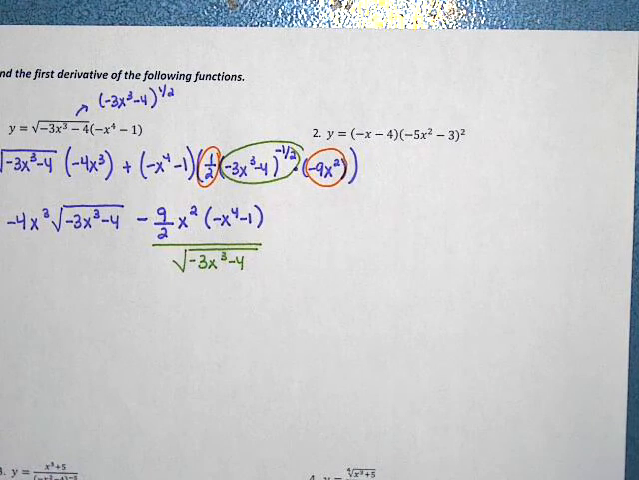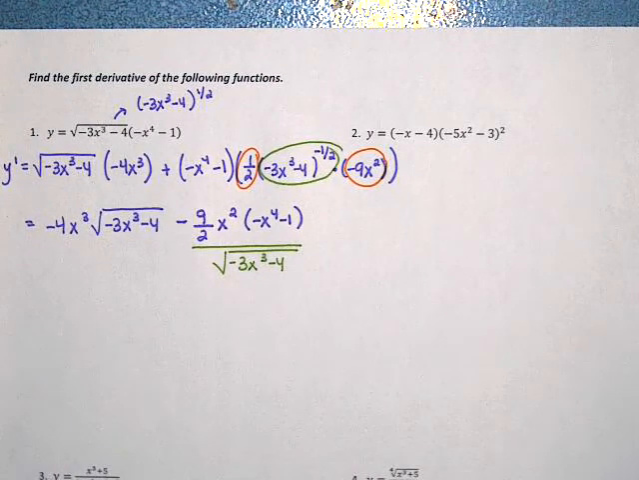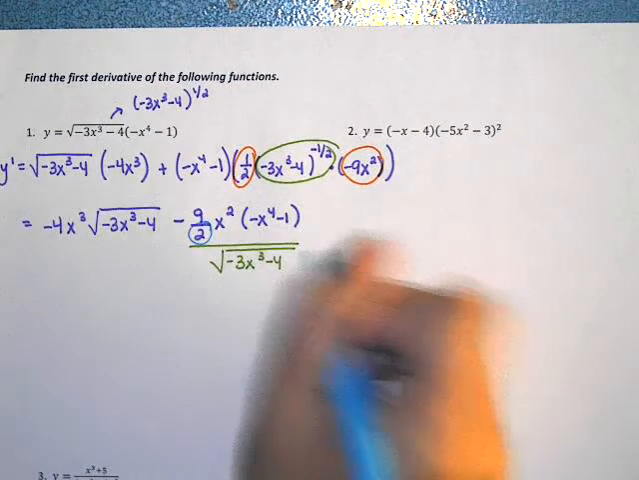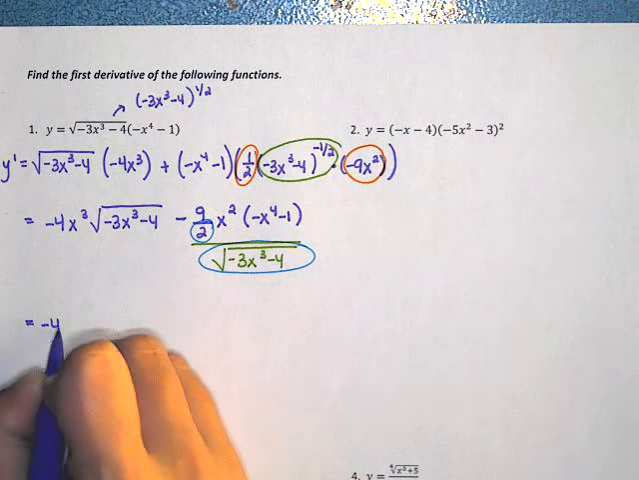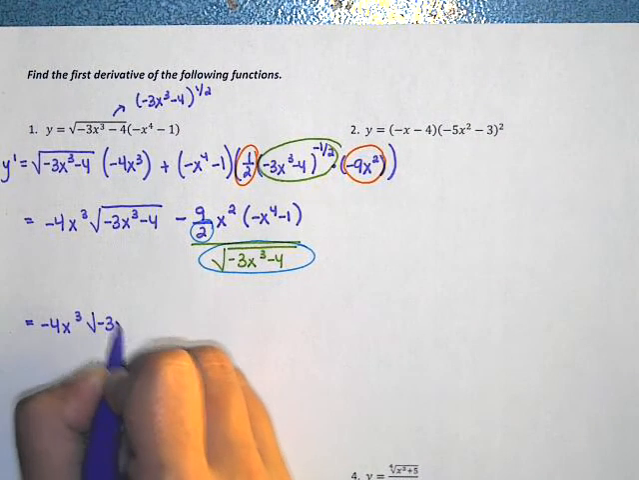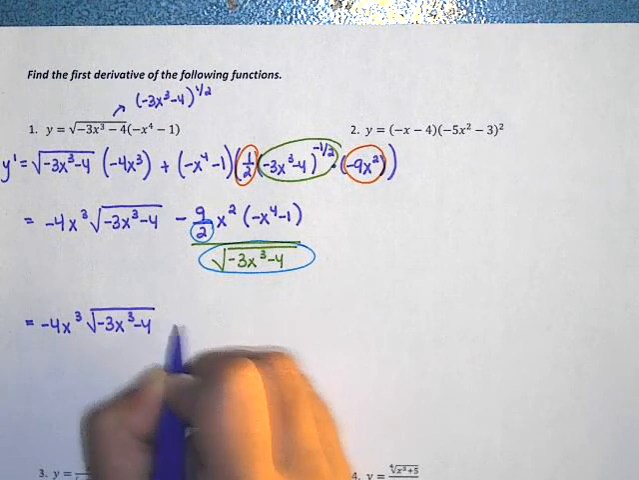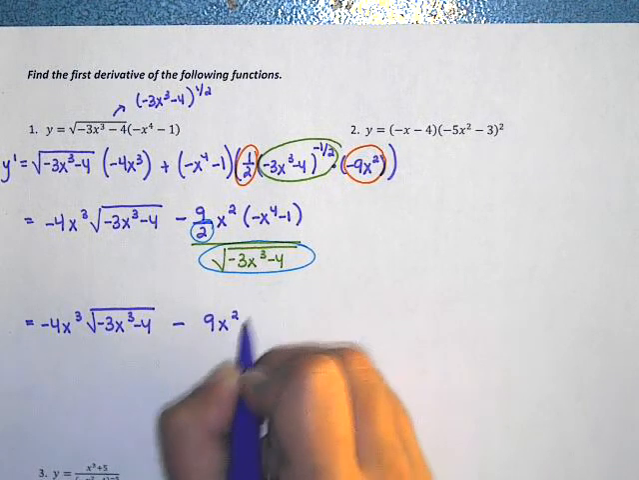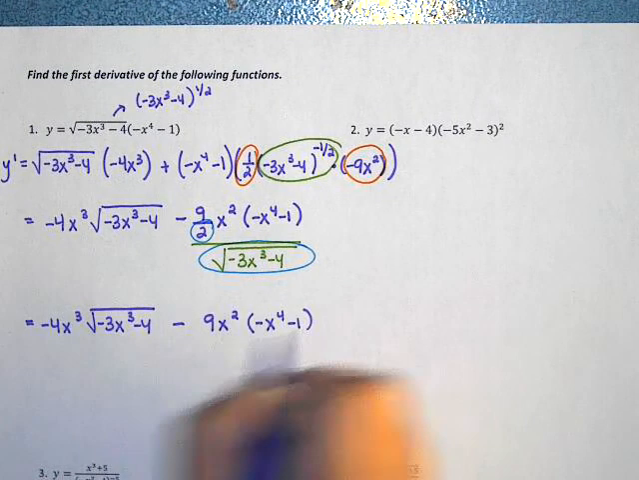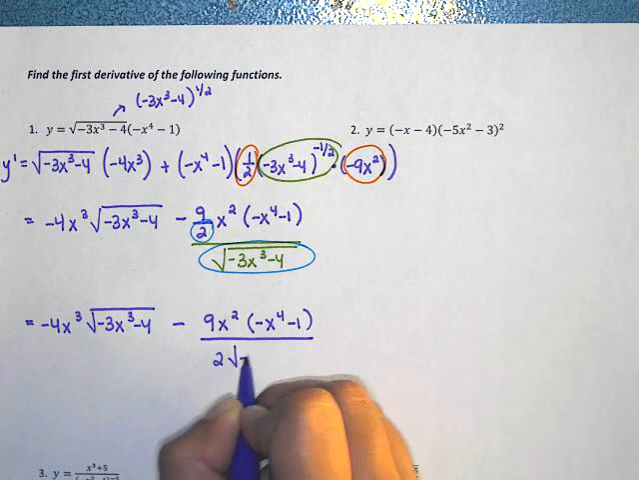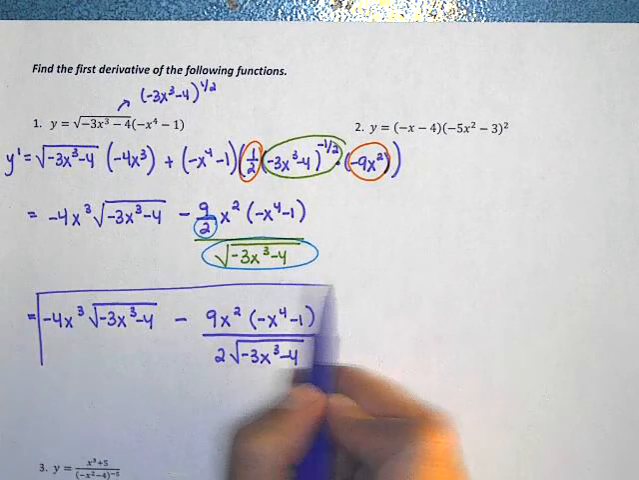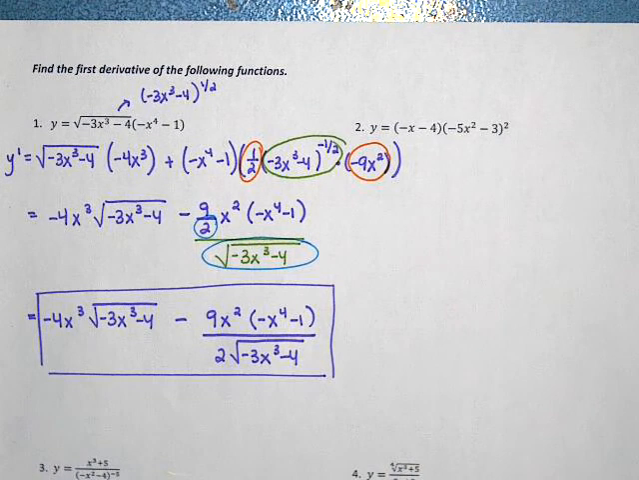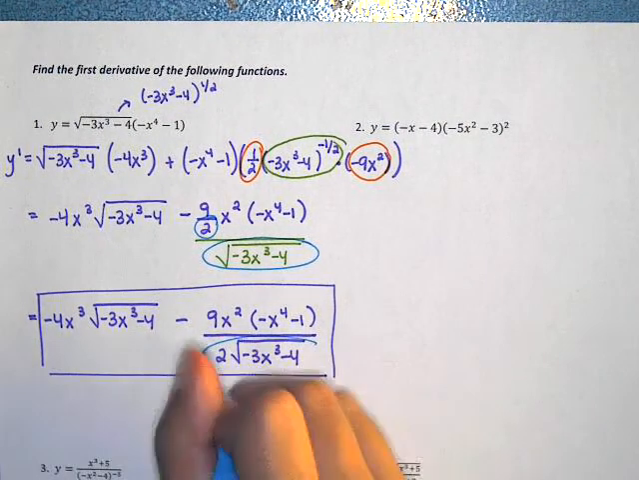Now, one last thing that we can do here to make things look a little bit prettier. We have a denominator here, and we have a denominator here, so we can just put them in the same denominator. So negative 4x to the third square root of negative 3x cubed minus 4 minus 9x squared times negative x to the fourth minus 1 over 2 square roots of negative 3x cubed minus 4, and you're done. So I just took both of those denominators and I put them down here. See the 2 and the square root.